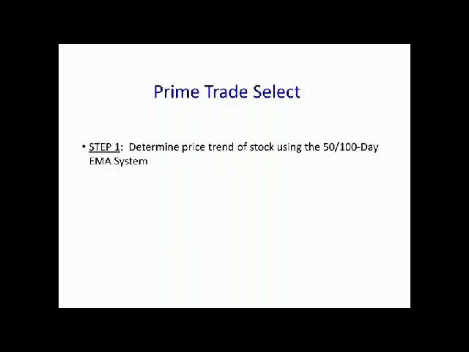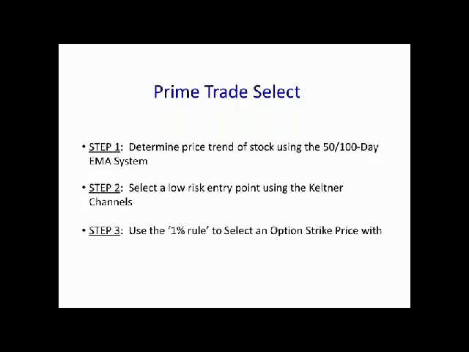Okay, let's talk about Prime Trade Select. Step one in Prime Trade Select, and we're talking about now our process for selecting directional trades, is to determine the price trend of a stock using the 50 and 100-day exponential moving average system. Then step two is we select a low-risk entry point using the Keltner channels, and I'll show you some examples of that. And step three is we use what we call the 1% rule to select the option strike price with a high probability of success.